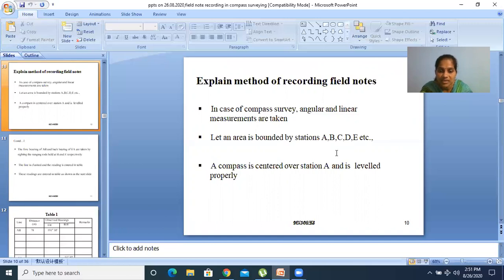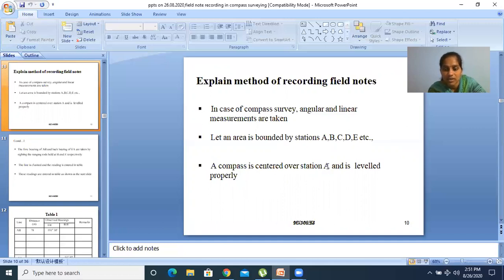So that area will be bounded by these stations. A compass is centered over station A and is leveled properly. So now we are going into the field work. We can assume this is a field, and in that field, the area is bounded by these stations A, B, C, D, E. We have to take the angular measurements, that is the bearings, from each station. So first of all, we are placing the compass at A station.